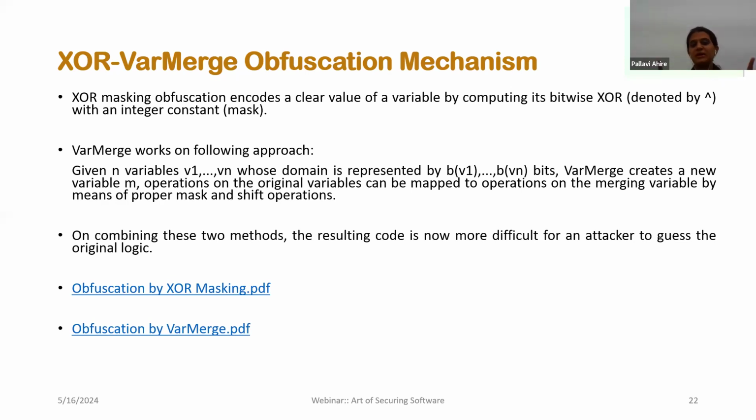Second one, var merge. Now, basically, var merge is the bigger approach. For example, I have variables v1 to vn. So the domain of all these variables would be represented by their domain of v1. Var merge is creating another variable, let's say m, and the original variables you can map to the operation of this merged variable by a masking operation and a shift operation. So what is this var merge I have used? I'll show you the code as well. If you combine XOR and var merge together, the resulting code would be very, very difficult for an attacker to guess the original logic.